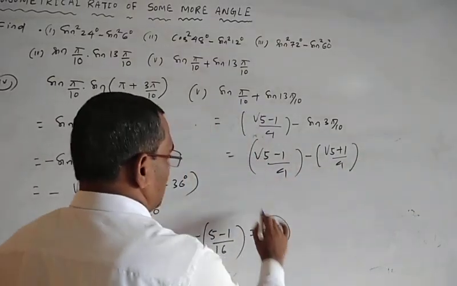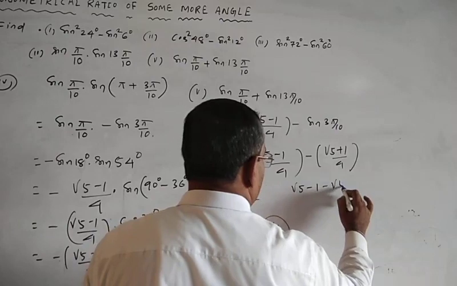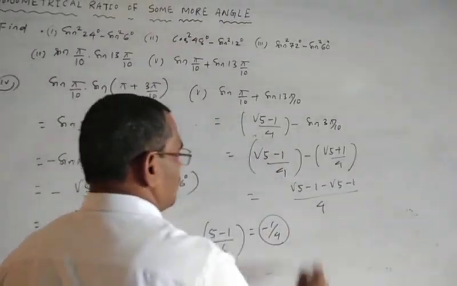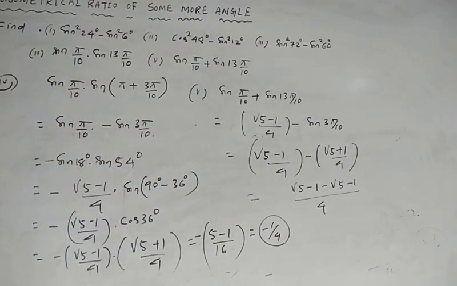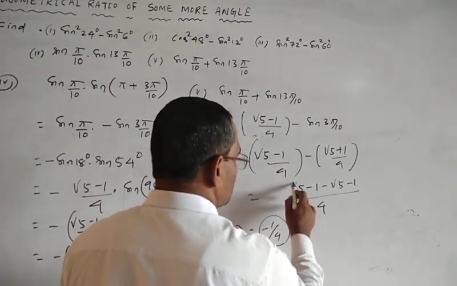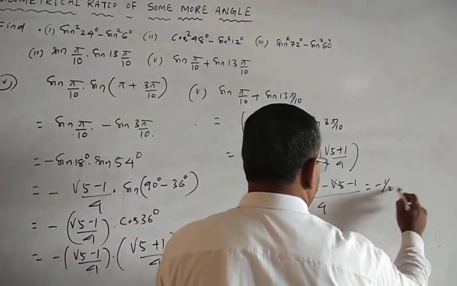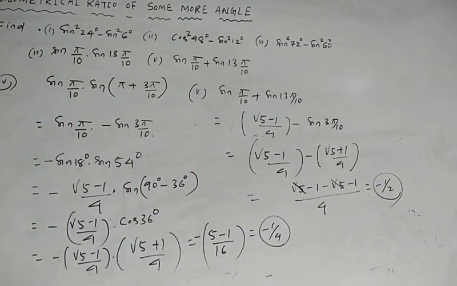This is equal to root 5 minus 1 minus root 5 minus 1, all by 4. So LCM is 4. Root 5 minus root 5 cancels, so minus 2 by 4. So this is equal to minus 1 by 2. So this is the answer, minus 1 by 2.